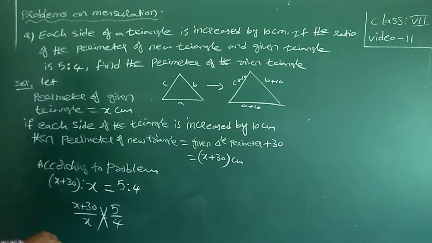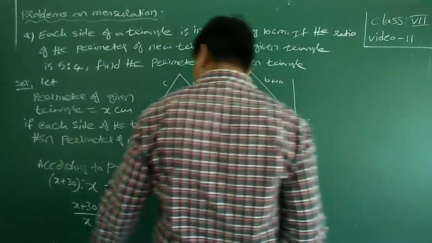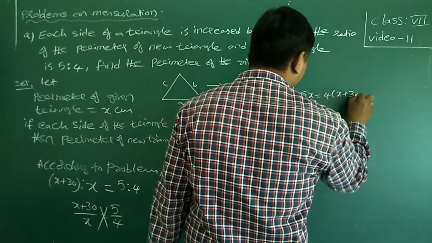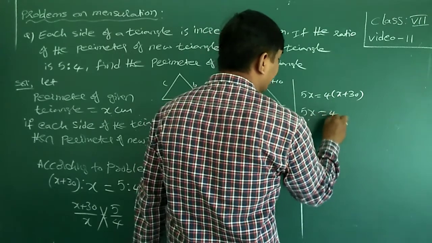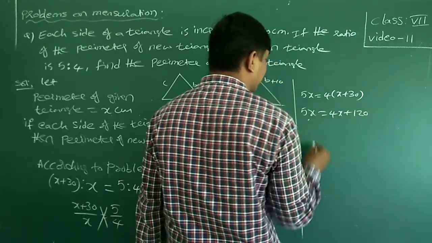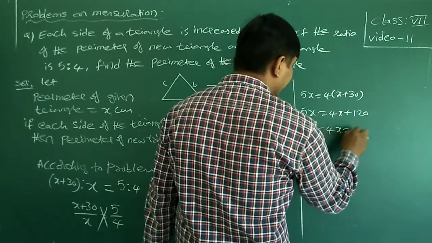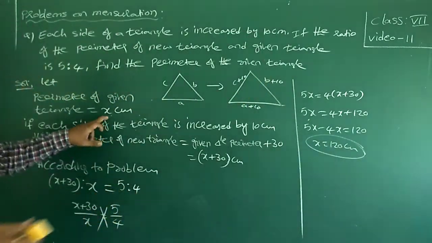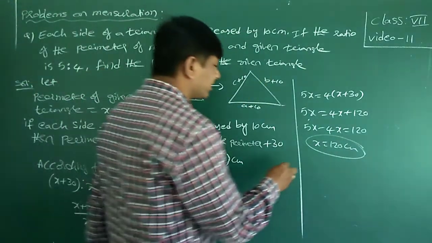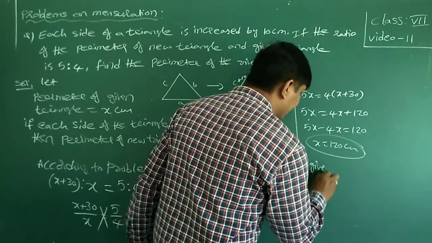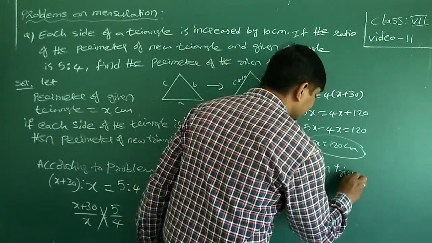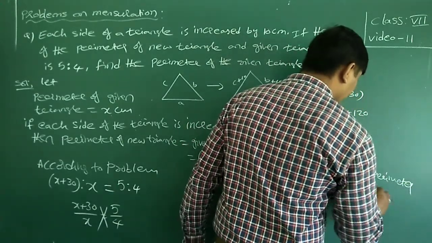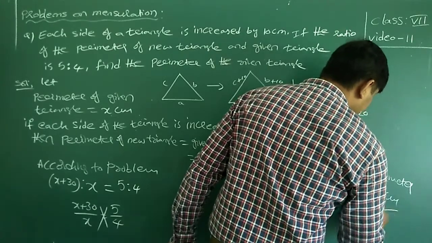Now cross multiply here. If I cross multiply, 5 into x is equal to 4 into x plus 30. Now 5x is equal to 4x plus 4 3s are 120. Now 5x minus 4x is equal to 120. X is equal to 120 centimeters. What is x here? X is the perimeter of the given triangle. Therefore, given triangle perimeter is equal to 120 centimeters. Please write down.